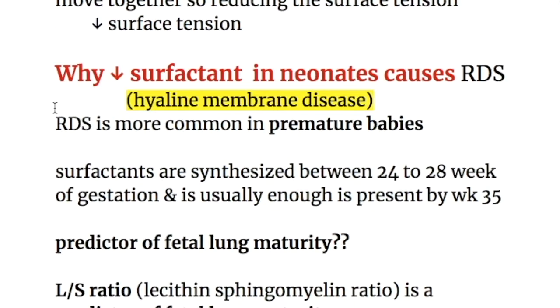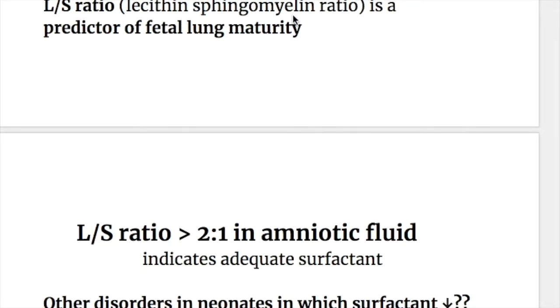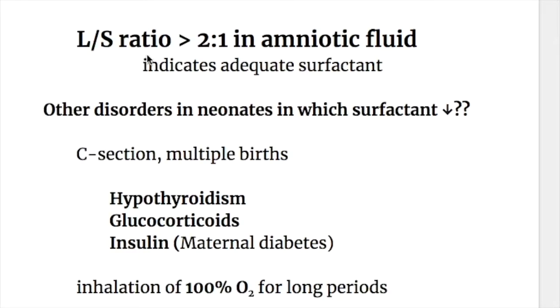Why does a decrease in surfactant in a neonate cause respiratory distress syndrome? The respiratory distress syndrome or hyaline membrane disease. Respiratory distress syndrome is more common in premature babies. Surfactants are synthesized between 24 to 28 weeks of gestation and are usually present in enough quantity by the 35th week of gestation. What's the predictor of fetal lung maturity? LS ratio, lecithin sphingomyelin ratio, is a predictor of fetal lung maturity. An LS ratio of more than 2:1 in amniotic fluid indicates adequate surfactants.